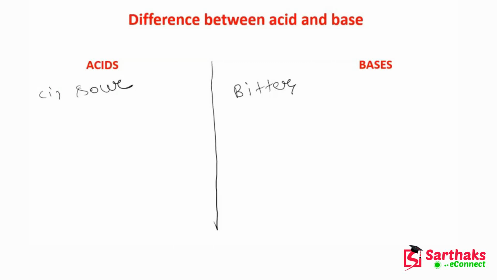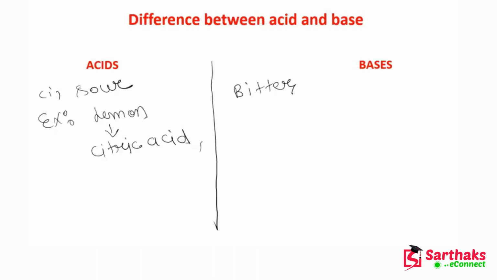If I give you an example of this, we all know that lemon is sour in taste. So why is it sour in taste? Because it has citric acid. So because of the presence of this citric acid, lemon is sour.